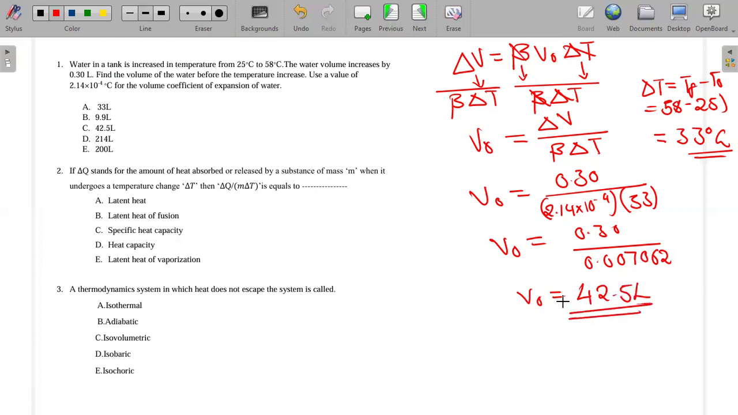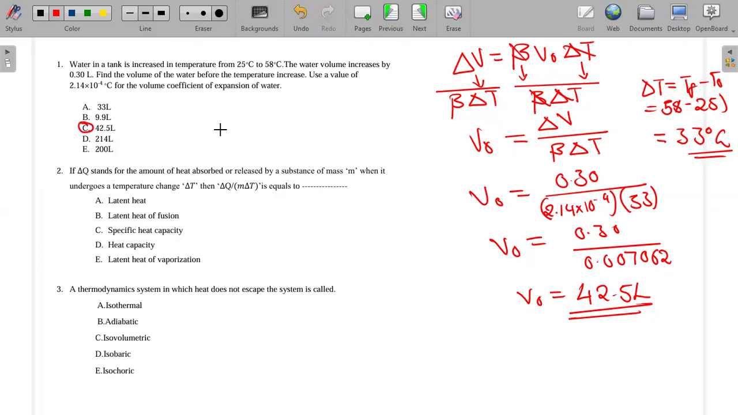42.5 liters. So my initial volume is equal to 42.5 liters, which is option C. So option C is the correct answer for question 1. Let's quickly move on to question 2.